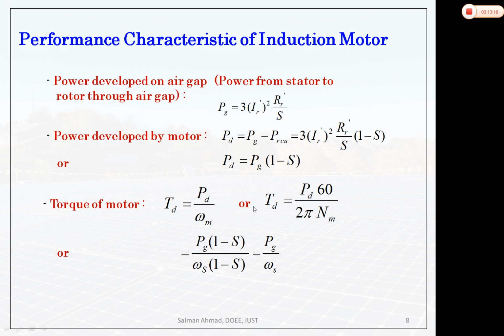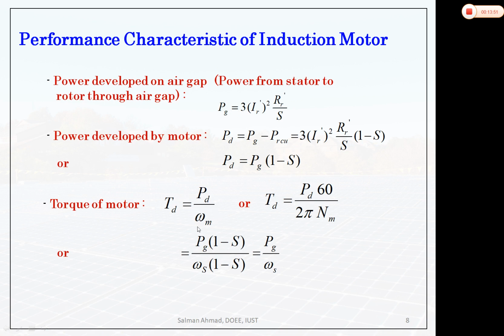So torque developed, again we can substitute, this is in radians per second. If you want to compute in terms of RPM, we have to substitute 2 pi N upon 60. So with 2 pi N upon 60, you will get the torque developed by the motor in RPM. Again, developed power we can substitute from here, that is Pg into (1 minus S). Substitute here, Pg into (1 minus S).